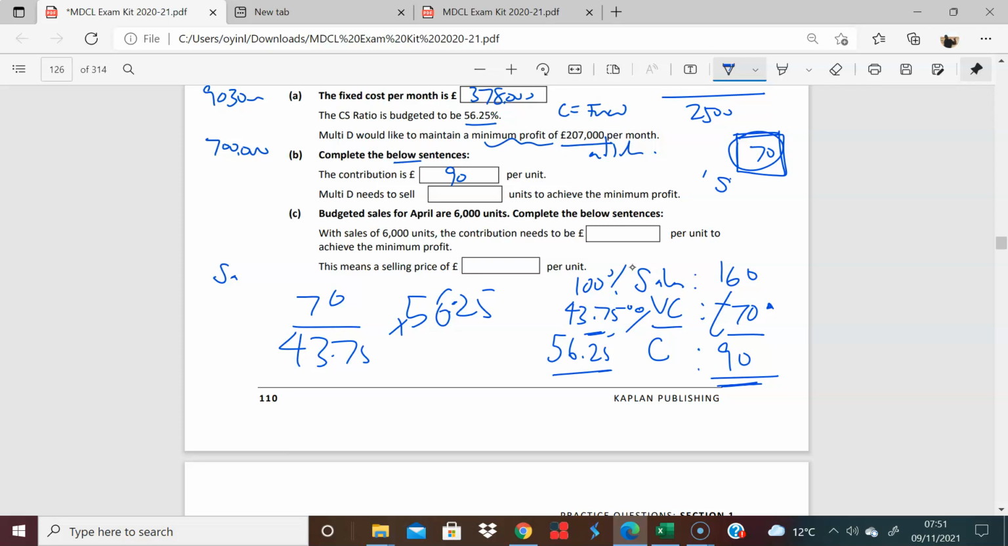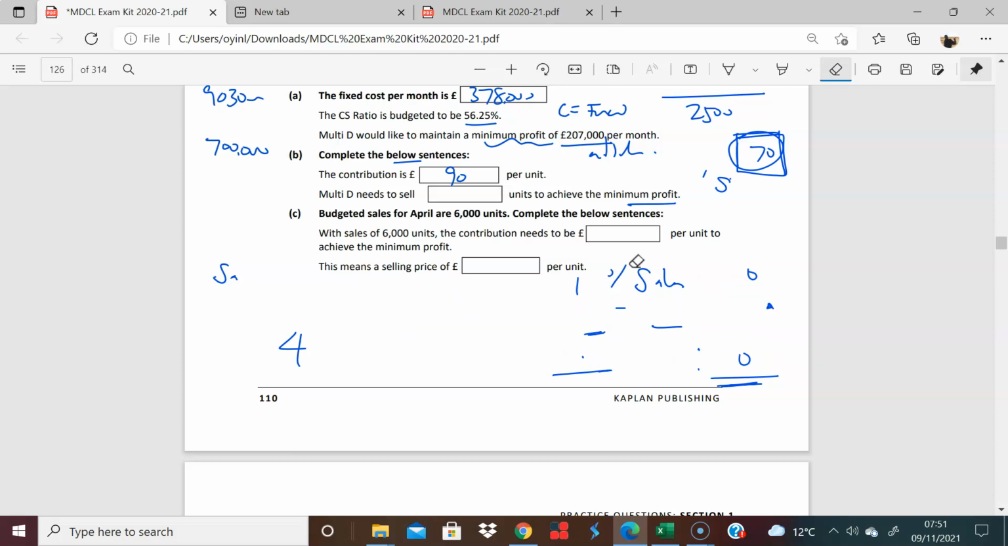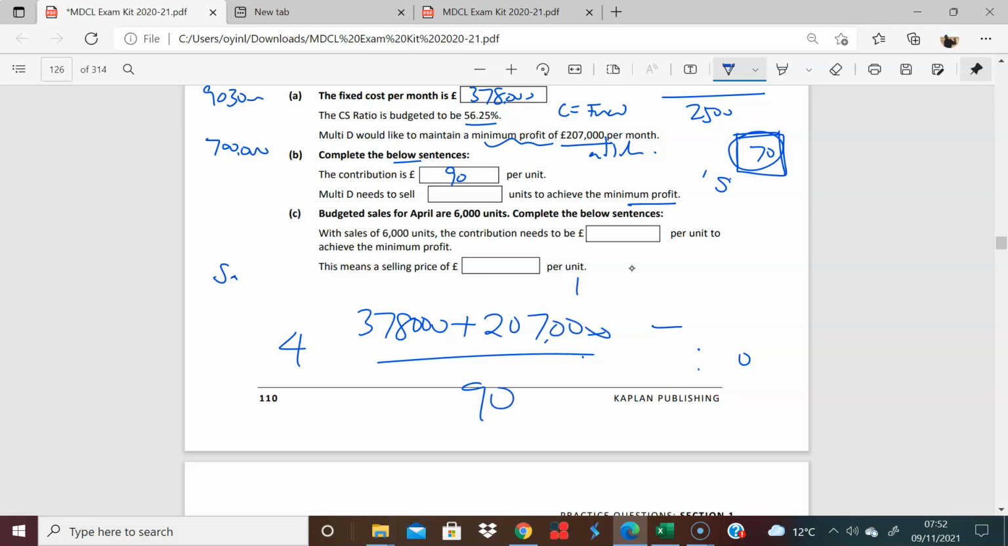Okay, great. And then from here, it says in order to sell, it needs to sell how many units to achieve this minimum profit, and this is the approach. If you remember, we now know what all our fixed costs are. Technically, our fixed costs include this. You have the fixed cost of 378,000, but you also have this minimum profit you need to get, divided by 90. So 378,000 plus 207,000 divided by 90 is 6,500. So you need to sell 6,500 units to achieve this minimum profit.